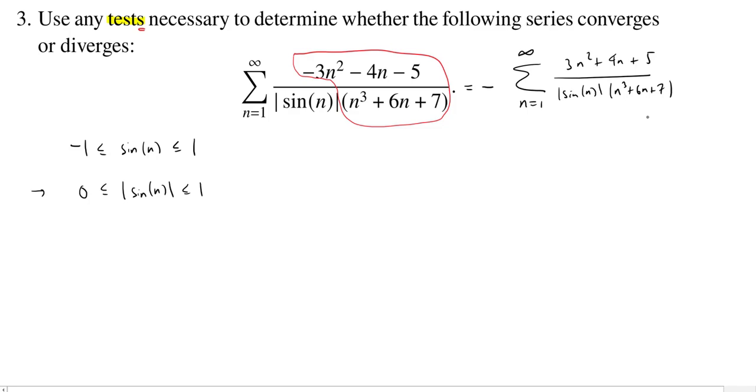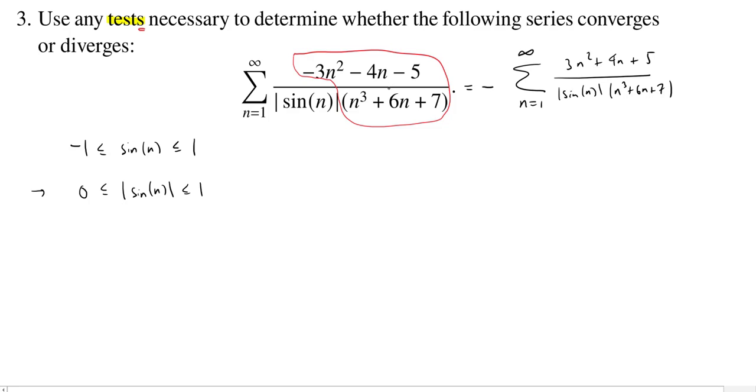And again, what I mean here when I pull this negative out is these two series, if one of them diverges, the other is going to diverge, okay? If one goes to infinity, then the other will go to negative infinity. That's all we mean here.